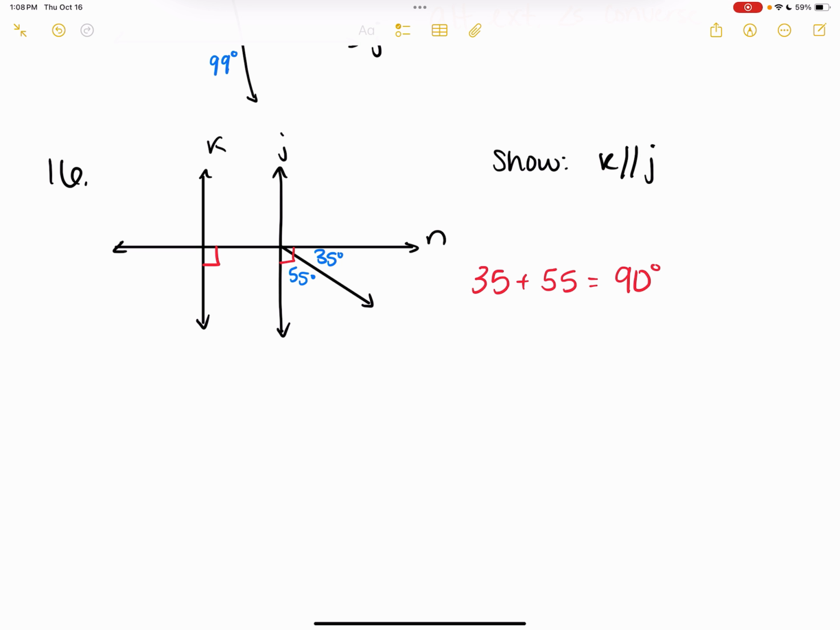There's something I've got to say before I can do that. What has to be true about this line and this line if this is a right angle? Perpendicular. So I would first need to say, so J is perpendicular to N, or N is perpendicular to J, doesn't matter. So then K is parallel to J by what?